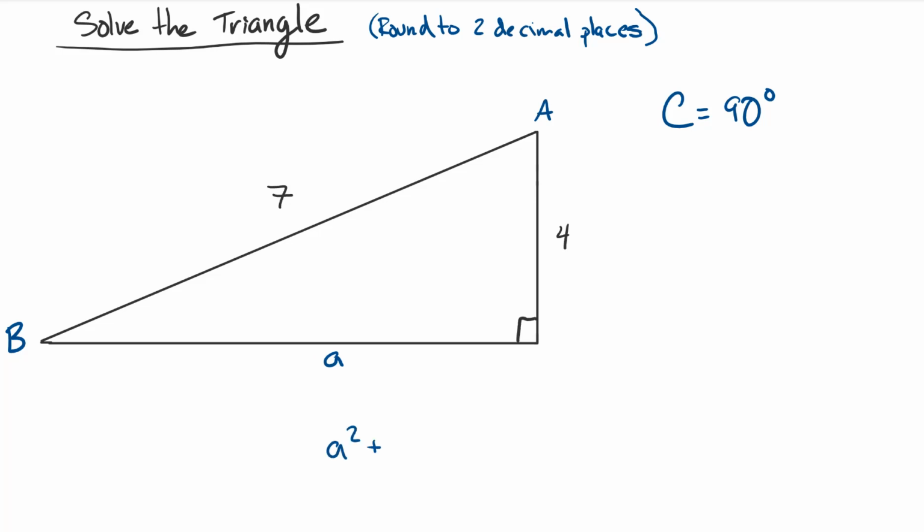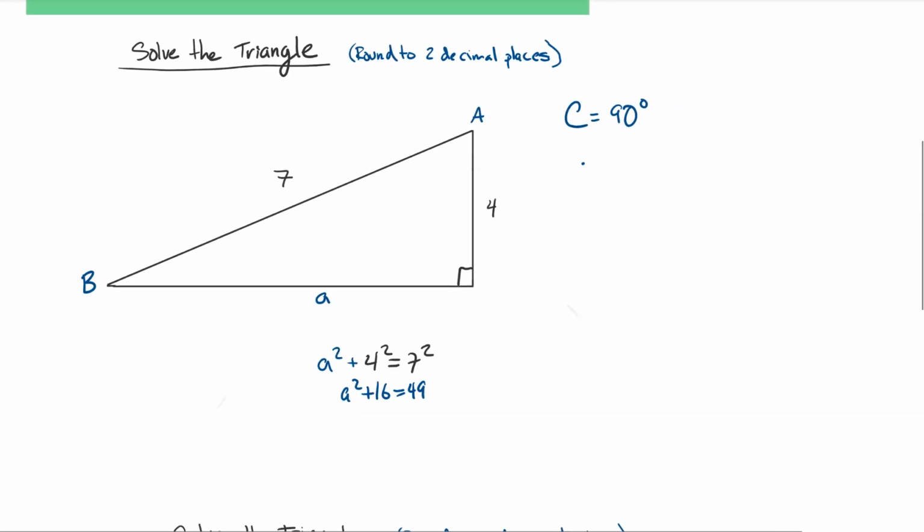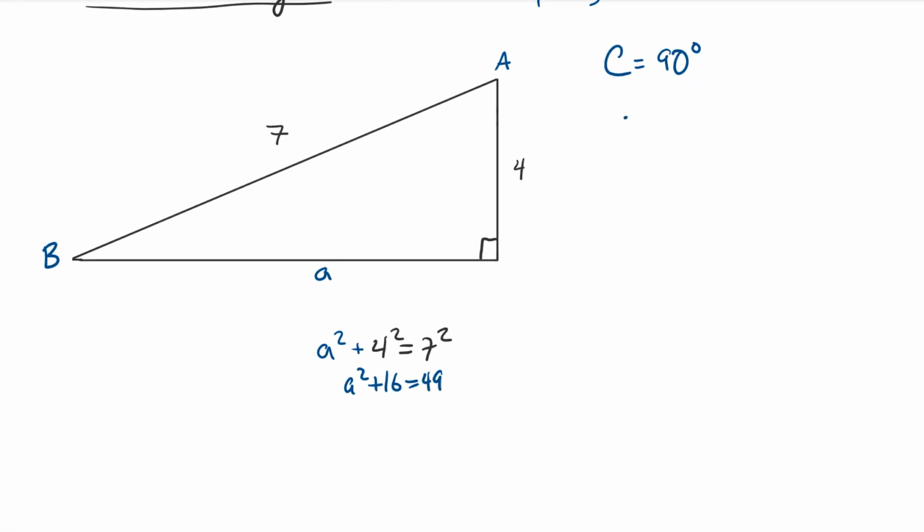A squared plus 4 squared is equal to 7 squared. So I get a squared plus 16 is equal to 49. Subtracting over, we get a squared is equal to 33, and we'll hit that with the square root. In these applications, don't worry about a plus or a minus, that's not going to mean anything. So a is the square root of 33. I'm making a list on the right-hand side. Cool, we got our sides.